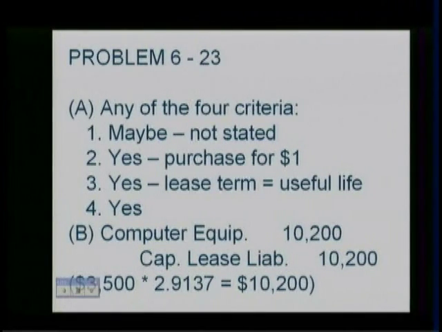So the entry we make, this is the key to this one, we debit the asset because we're increasing the asset of the computer equipment by the present value of the lease payments, which is $10,200. And we increase the liability we're going to have to pay for that computer, which we're going to call capital lease liability. You increase the liability with a credit, so we're going to credit that capital lease liability, the $10,200.